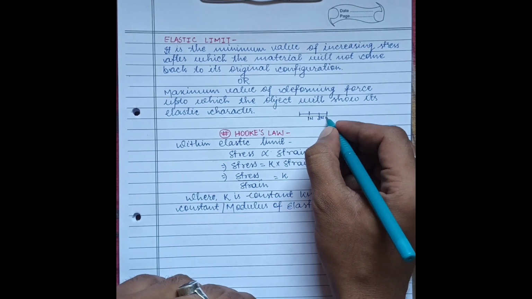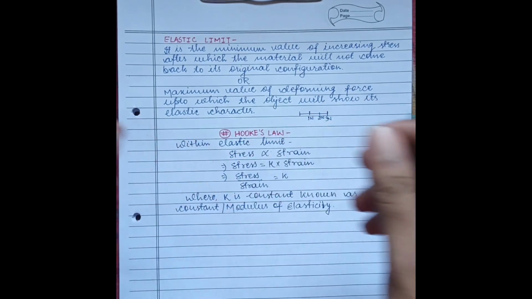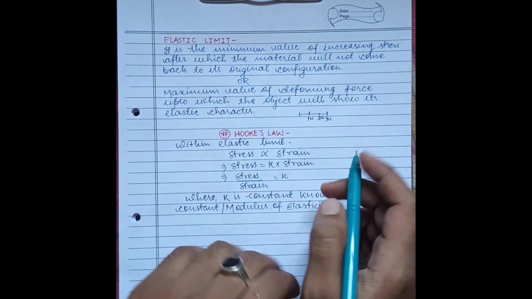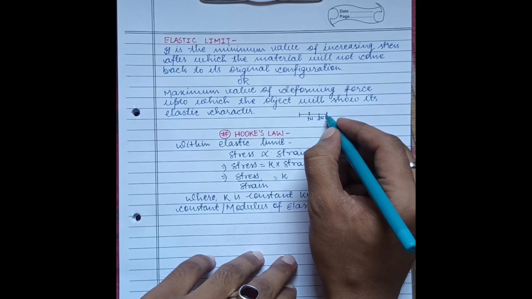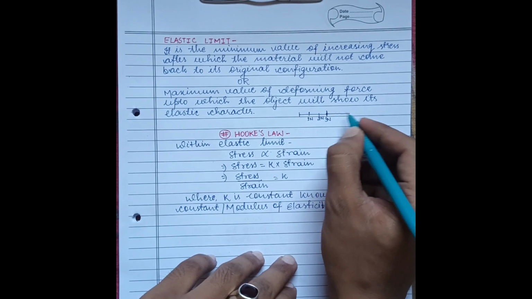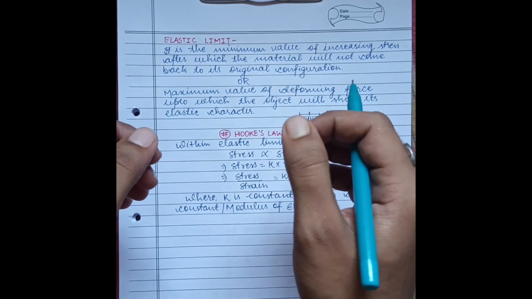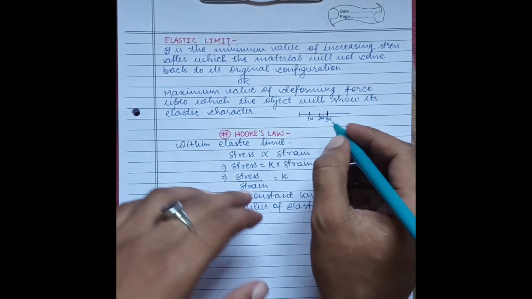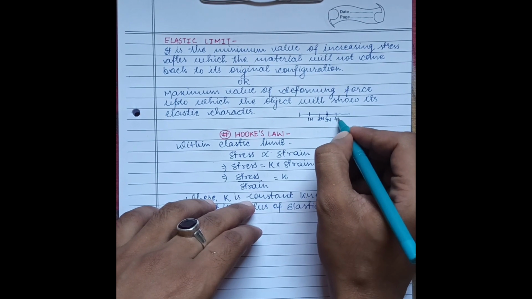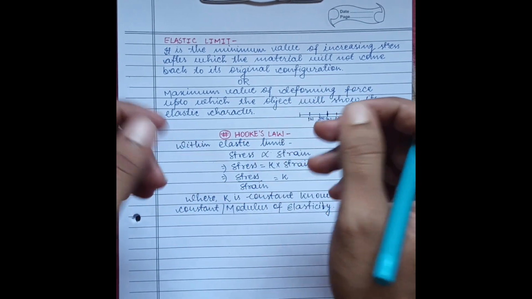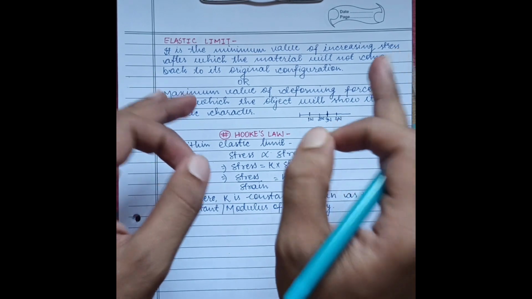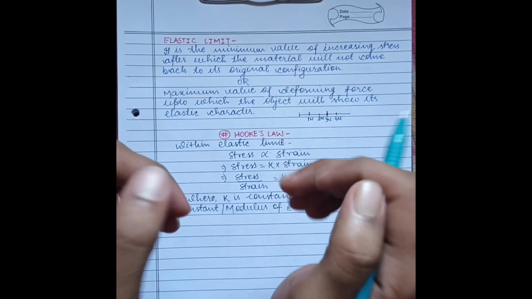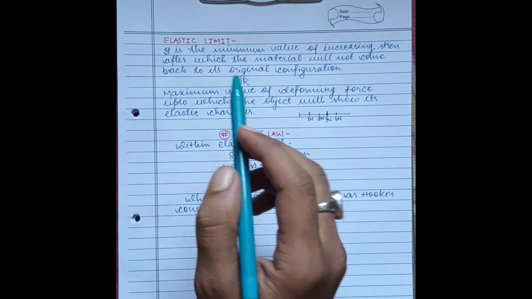Let us consider at a point of time we apply 3 Newton of force. Again when we remove the force, the rubber band comes to its original position. But after this 3 Newton, when we increase the force, the rubber band breaks. Let us consider it breaks when we apply 4 Newton of force, and due to the break, the rubber band will not be able to regain its original shape. So, what is elastic limit?